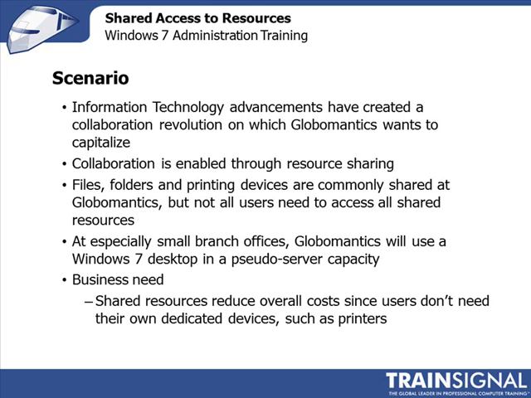At especially small branch offices such as the one in Utica, New York, GlobalMantic will use a Windows 7 desktop in a pseudo-server capacity. What this means is this Windows 7 desktop will hold some file share capability and will be the print server for the office. From a business need perspective, shared resources reduce overall costs since users don't need their own dedicated devices such as printers. Further, increased collaboration is the lifeblood of a company like GlobalMantic that wants to be on the forefront of their industry.